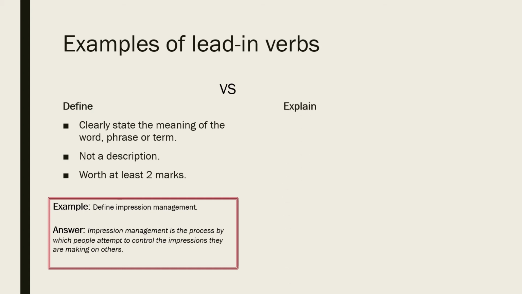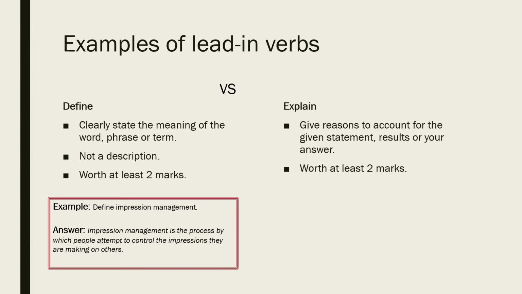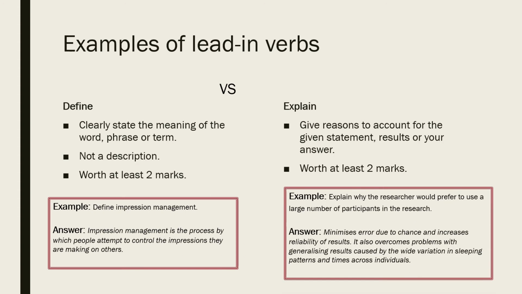If the question asks you to explain, you need to give reasons to account for the given statement, the results, or your answer. For example, one reason why a researcher would prefer to use a large number of participants is because it minimizes error due to chance and increases the reliability of the results. It also overcomes problems with generalizing results caused by wide variation.